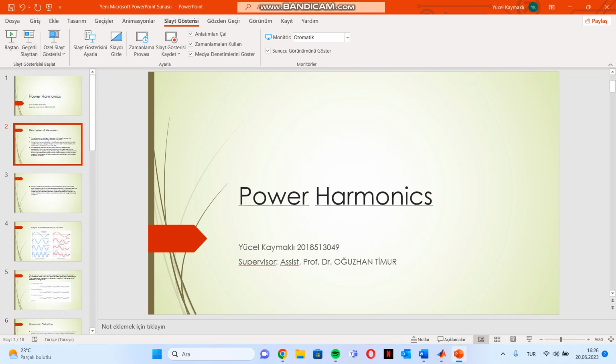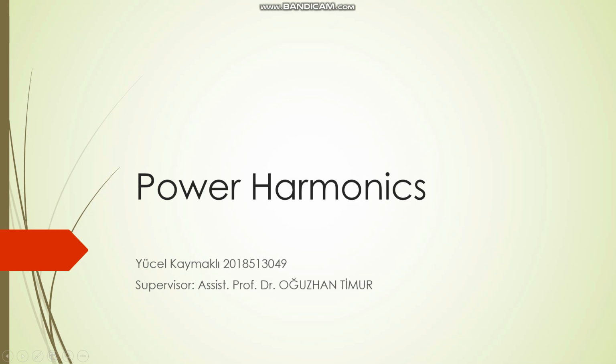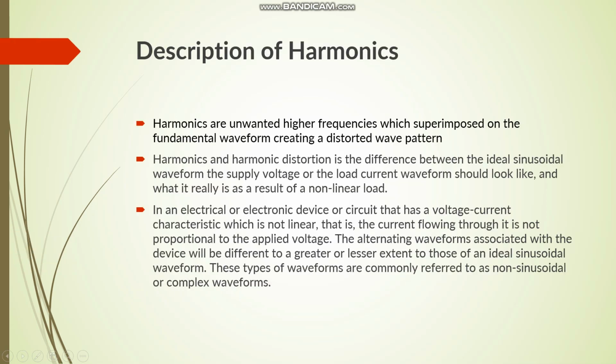I would like to start with a description of harmonics. Harmonics are unwanted high frequencies which are superimposed on the fundamental waveform, creating a distorted wave pattern. Harmonic distortion is the difference between the ideal sinusoidal waveform, the supply voltage or the load current waveform should look like, and what it really is as a result of a nonlinear load.